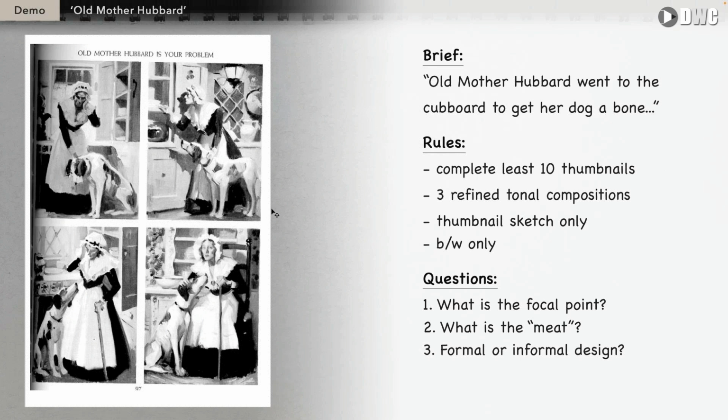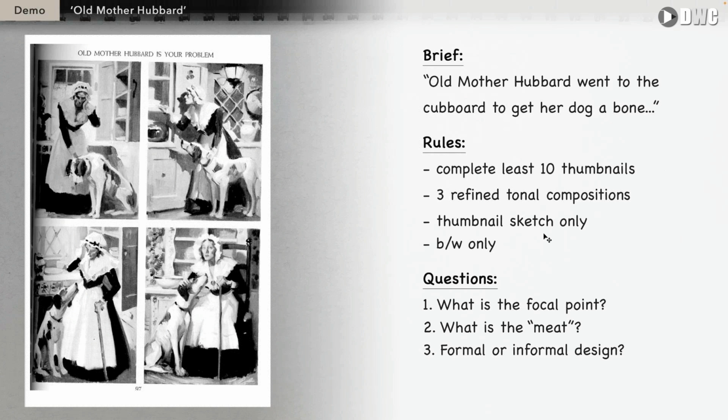Okay, so we're going to draw, and these little illustrations are by Loomis from the book. So you can be inspired by these, or I'm going to sketch my own from imagination. We're going to try to do at least 10 thumbnail line sketches, exactly what Loomis talked about. Remember line, the importance of line, informal and formal design. And then we're going to do 3 refined tonal compositions. So we're going to take some and refine those. So thumbnail sketching only, black and white.